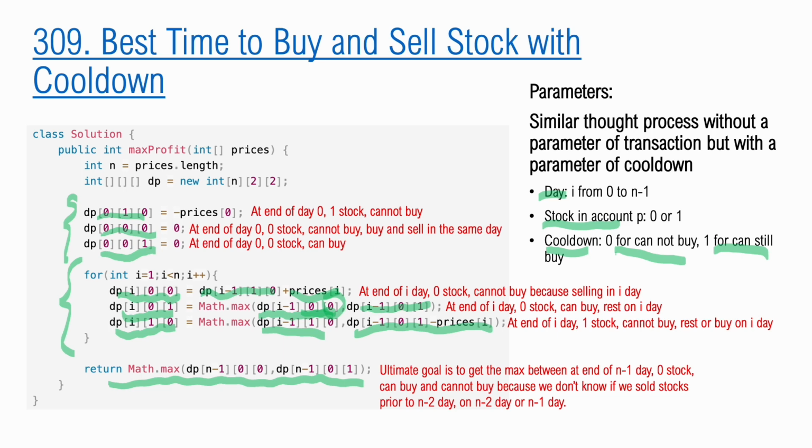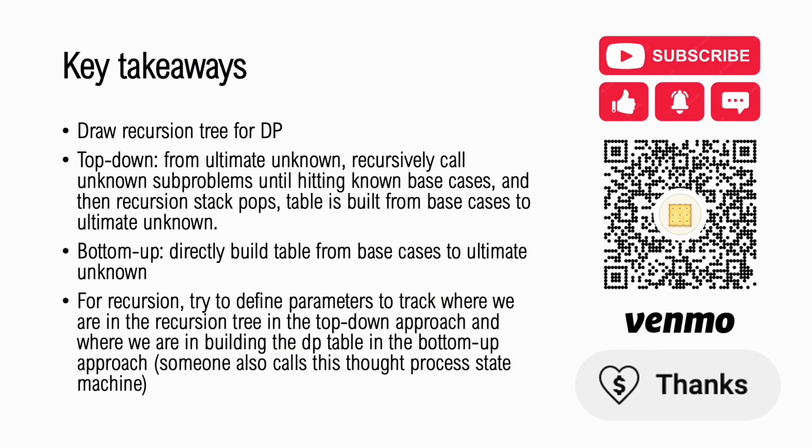We are trying to use parameters to track where we are in the recurrent tree and where we are in building the DP table. So here are a few key takeaways from this video. First of all, it's helpful to draw the recurrent tree for dynamic programming. The recurrent tree can help you identify the key attributes for a problem to be solved with dynamic programming. And at the same time, it will be helpful to identify the transition function between different states.